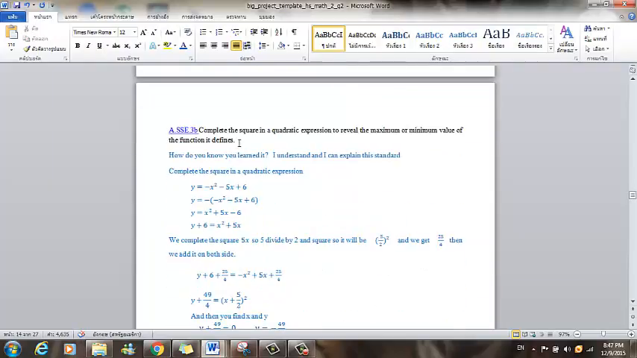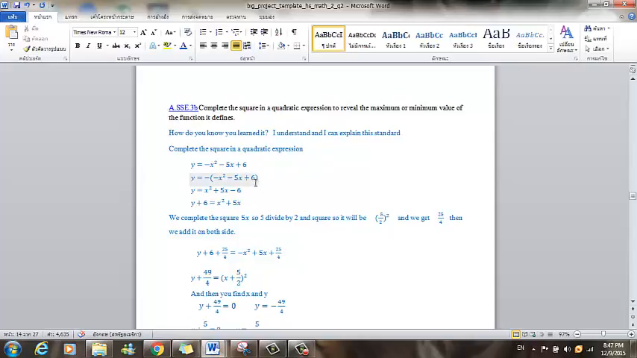For A.SSE.3b, how do you know you learned it? I can explain it. This one is completing the square on a quadratic expression: y equals minus x squared minus 5x plus 6.